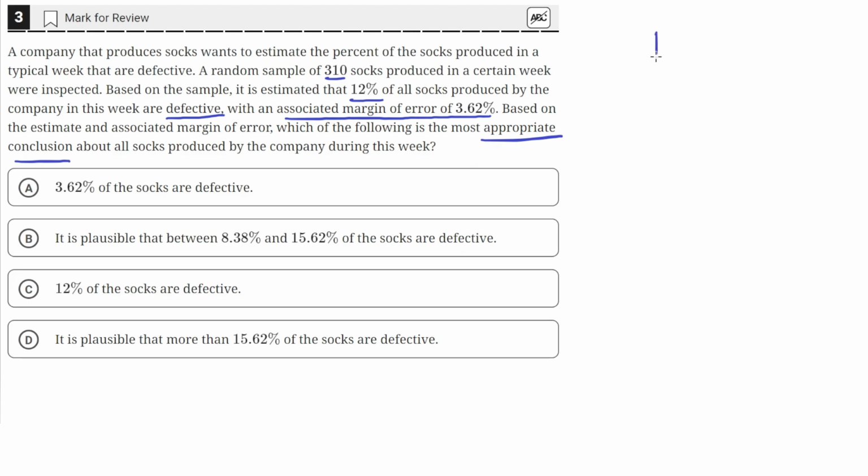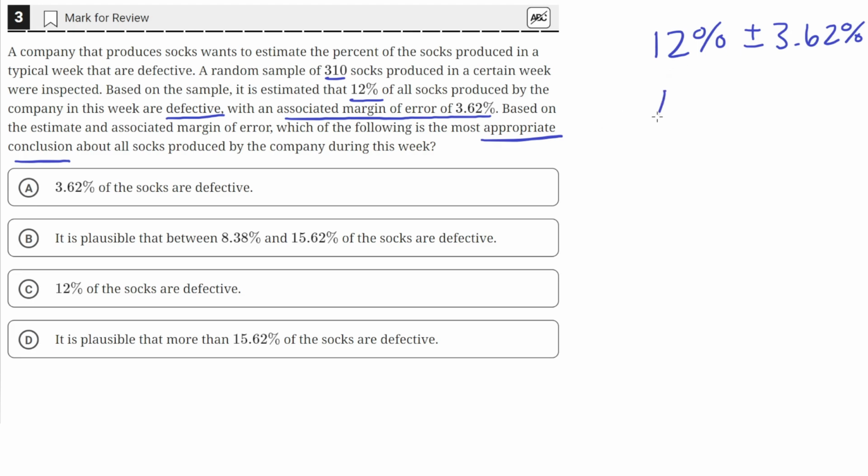So it is estimated that 12% of the socks are defective, but there's a margin of error of 3.62%, which means that the actual percent of socks that are defective can be 3.62% greater than 12 or 3.62% less than 12. So that means the actual percent lies in a range. And we can calculate the upper and lower bounds of that range by adding and subtracting 3.62 from 12.